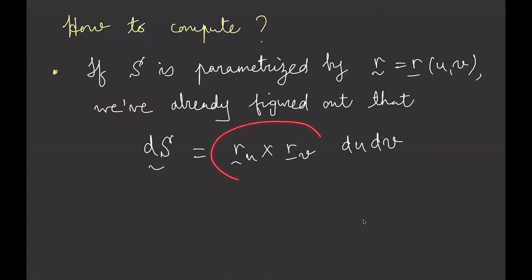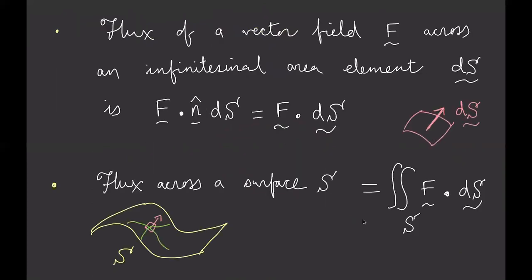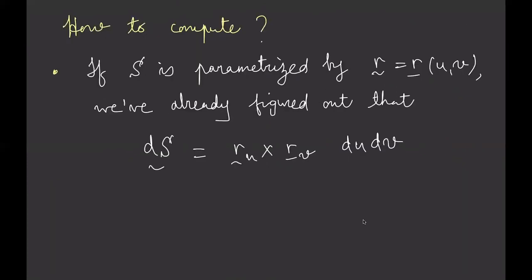Of course, there's a little ambiguity here. Do I take ru cross rv, or do I take rv cross ru? If I take the opposite, I'm going to get a vector in the opposite direction. So here's an ambiguity when we're figuring this out. So if somebody asks you what's the flux across the surface, well, you're entitled to ask them, well, in which direction, right? So in one direction, it's going to be the negative of the other one. Okay. All right. So this then just tells us how to find ds.